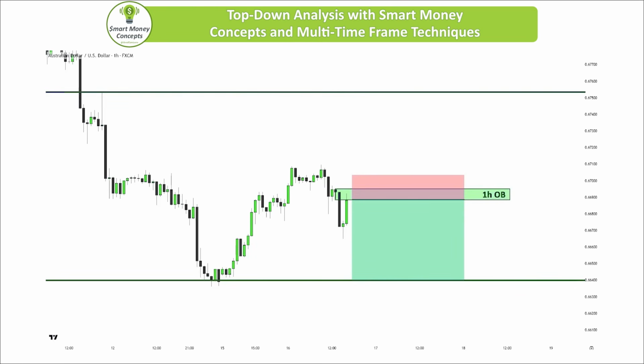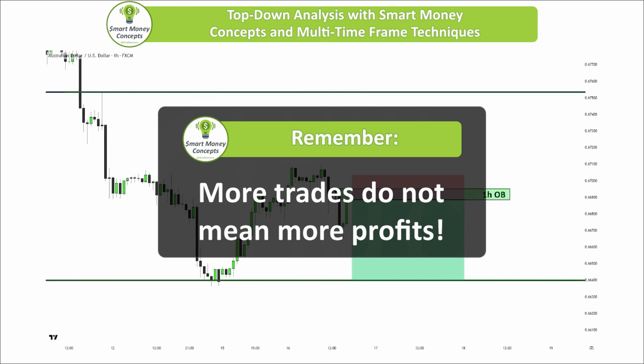Right now, there's no need to look for confirmations in a lower time frame, unless someone wants to look for more trades based on the analysis we made. But remember, more trades do not mean more profits.